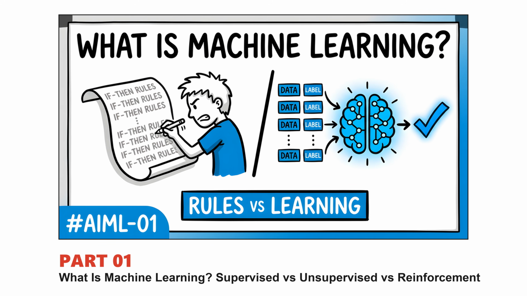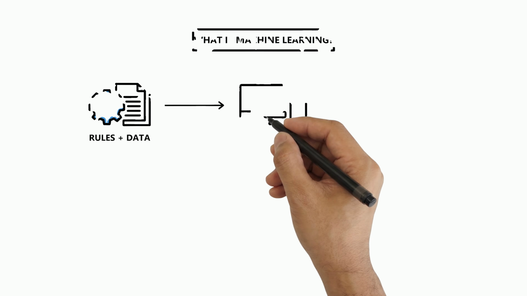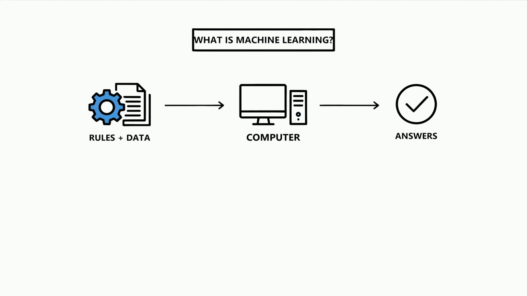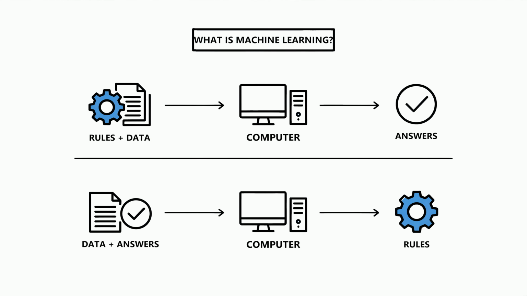Part 1. What is machine learning? Every piece of software you've ever used runs on the same idea. A programmer writes the rules, feeds in data, and the computer spits out answers. Machine learning flips that completely. Instead of writing the rules yourself, you give the computer the data and the answers, and you let it figure out the rules on its own. That shift from hand-coding logic to learning it from examples is the entire reason machine learning exists, and it's why it now powers everything from spam filters to fraud detection to the intrusion detection system sitting on your network right now.